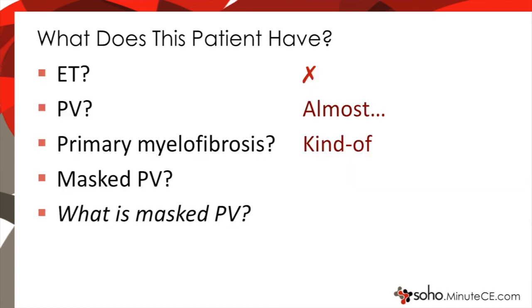So the patient does not have essential thrombocythemia based on bone marrow findings. Polycythemia vera, I would say he almost has all of the diagnostic features of that, although there is some overlap with primary myelofibrosis. So what is this entity of masked polycythemia vera?